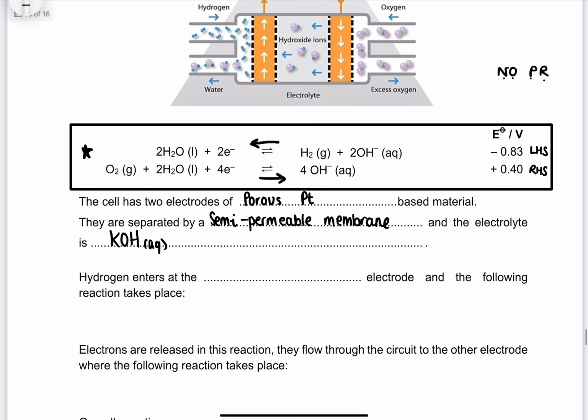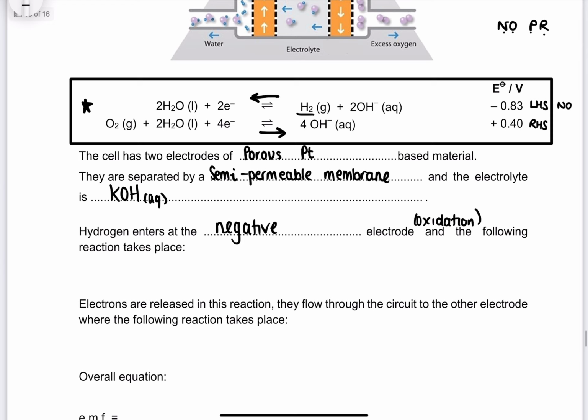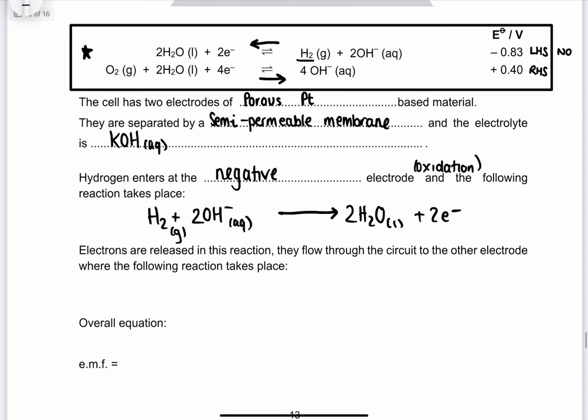So hydrogen's here, it enters, so remember it's more negative, and the more negative is the oxidation, and that is the negative electrode. So it enters at the negative electrode, so it's oxidation. Negative is oxidation. So the following reaction happens, the one that's negative goes backwards, so hydrogen plus 2 hydroxide goes to 2 waters and 2 electrons. Electrons are released in this reaction.